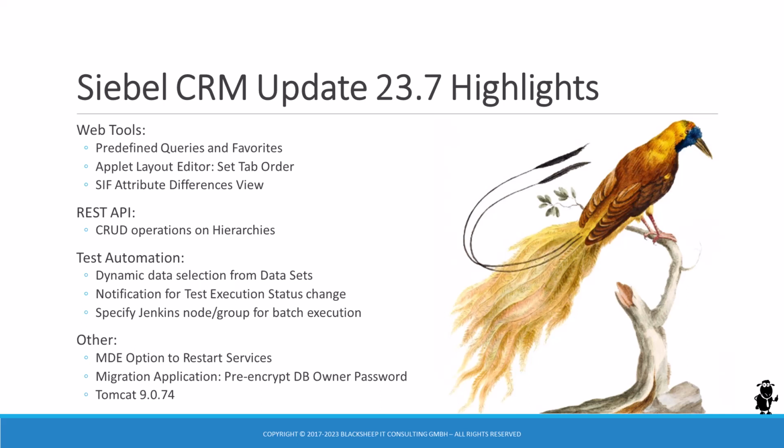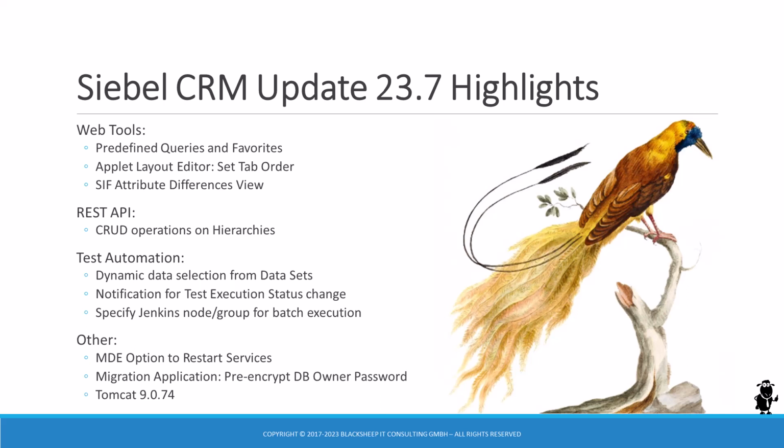The Siebel Inbound REST API for business objects, aka Data API, can now process hierarchical data. The Test Automation module received many small but interesting enhancements, namely dynamic data selection, notifications for test executions, and the ability to run batch executions on a specific Jenkins node or group of nodes.